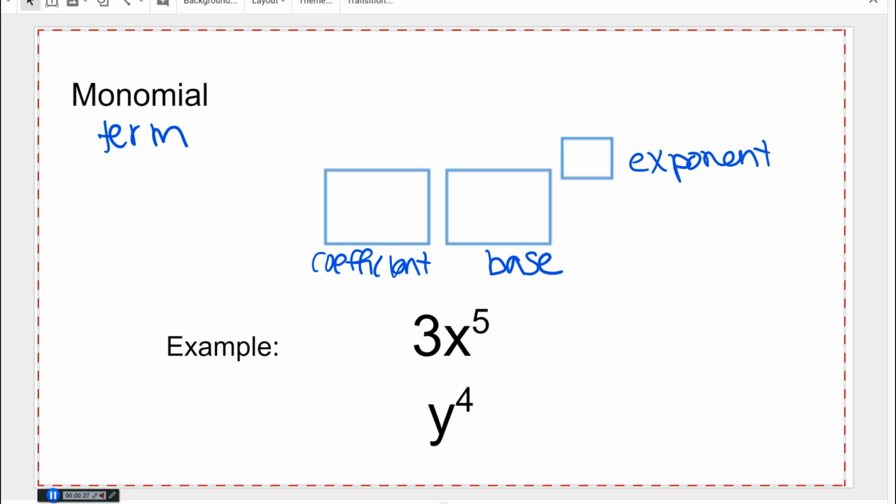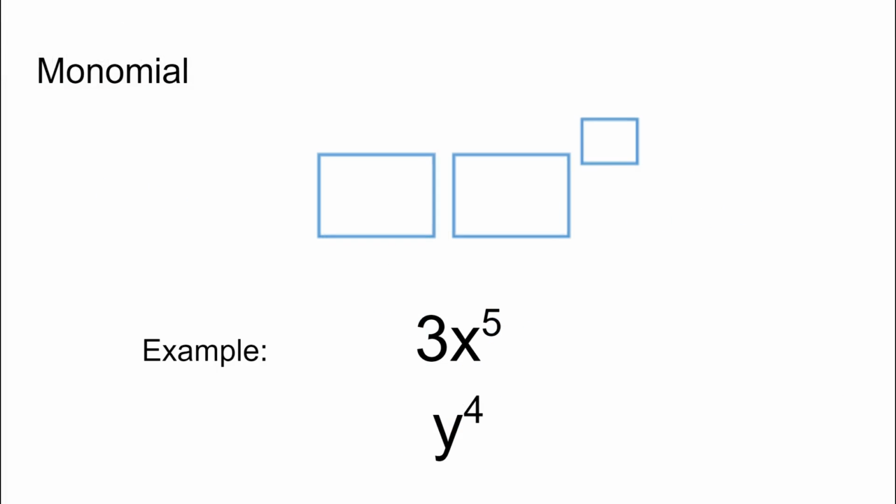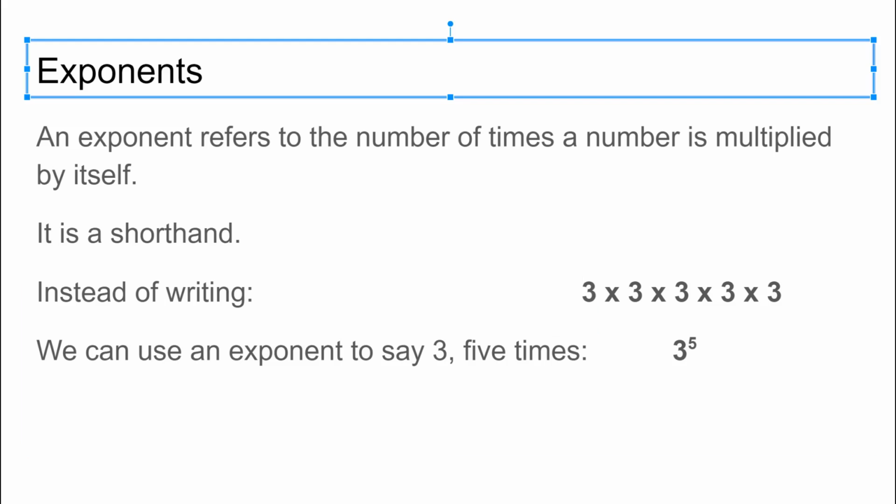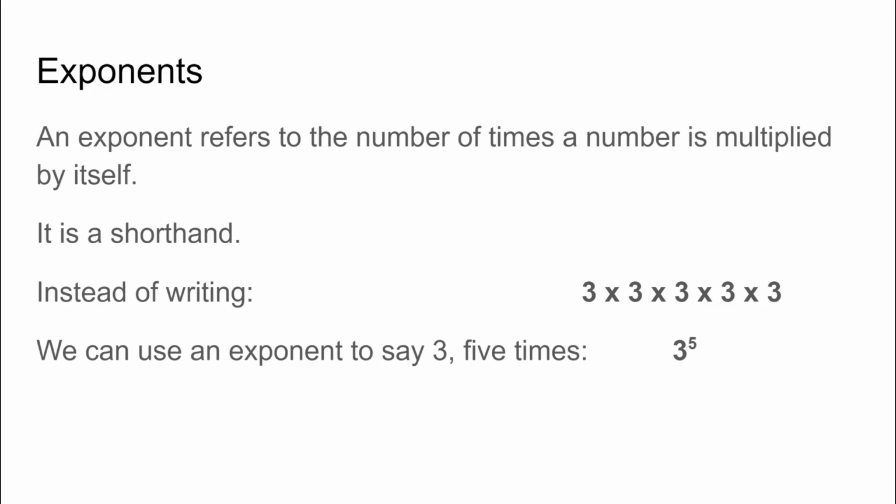So if we take a look at 3x to the 5th power, 3 would be our coefficient, x would be our base, and 5 would be our exponent. When we look at y to the 4th, it looks like there isn't a coefficient, but there's actually a coefficient of 1, a base of y, and an exponent of 4. An exponent refers to the number of times a number is multiplied by itself. It's a shorthand. So instead of writing 3 times 3 times 3 times 3 times 3, 5 times, we could say, okay, it's 3 5 times, so it's 3 to the 5th power.